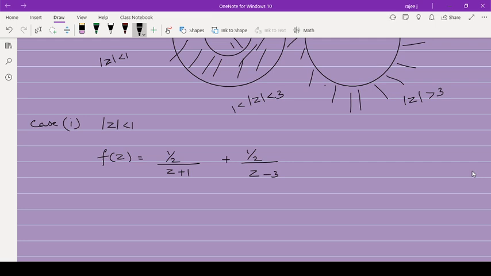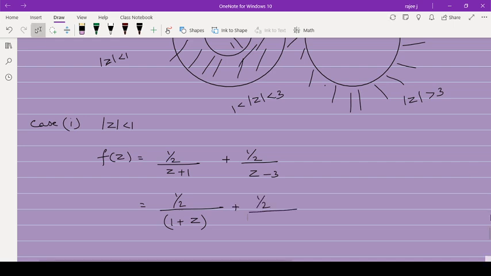So if mod z is less than 1, in the first part, 1 by 2 upon z plus 1, I will write this as 1 plus z, and here z is less than 1, so no need to change this one. But in this case, z minus 3 is there. Here z should be less than 1, which means we need to write this in 1 minus or 1 plus form.